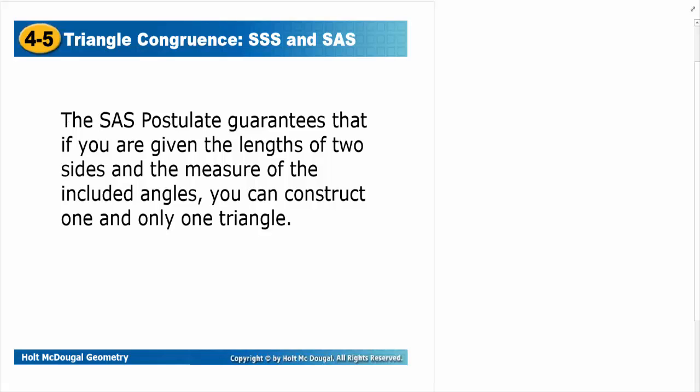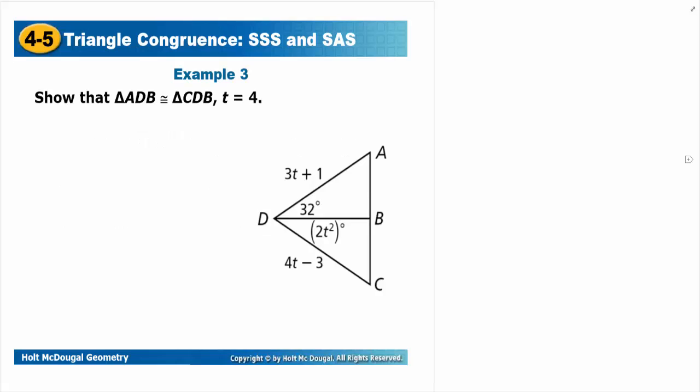We have the side-angle-side postulate, which guarantees that if you are given the lengths of two sides and the measure of the included angle, you can construct one and only one triangle. Again, the postulate says that these triangles must be congruent if we have this relationship, which means there's only one triangle we can have, and they have to be congruent.